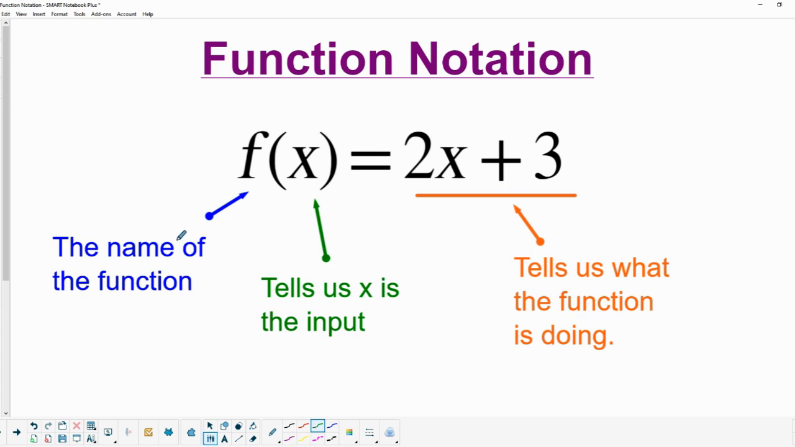So first of all, f is the name of the function. This x inside of the parentheses tells us that x is the input. And then this part of the function tells us what it's doing. It's going to take whatever the input is, double it, and then add 3 in this case.